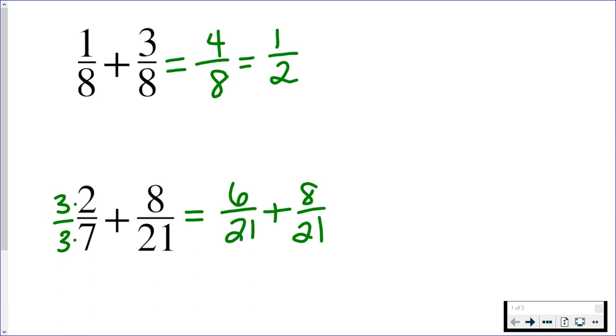3 times 2 is 6. 3 times 7 is 21. And the same as before, now I can add the numerators because I have the same denominator. That denominator stays 21. And now I simplify. 7 goes into both 14 and 21. So I'm going to divide both numbers by 7. That would give me 2 over 3.